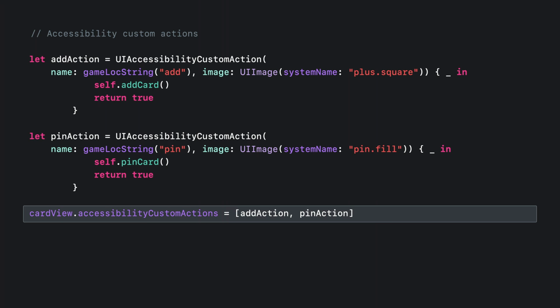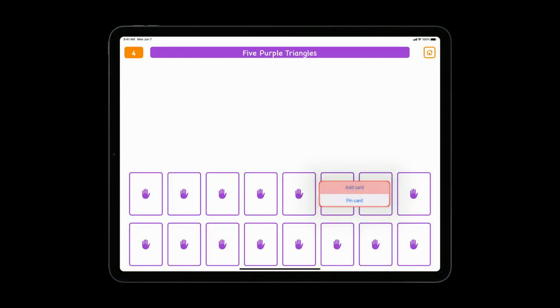Also, it's always great to add an image. While these images won't show up for full keyboard access, they will show up for switch control. Here's what my UI looks like with custom actions added. When I press Tab Z, I see this nice popover letting me add the card or pin it. Custom actions are great for anyone using our accessibility features.